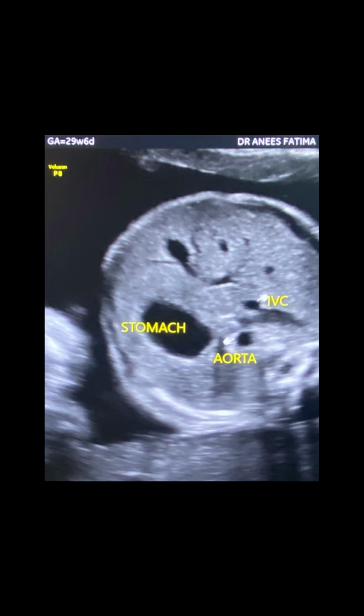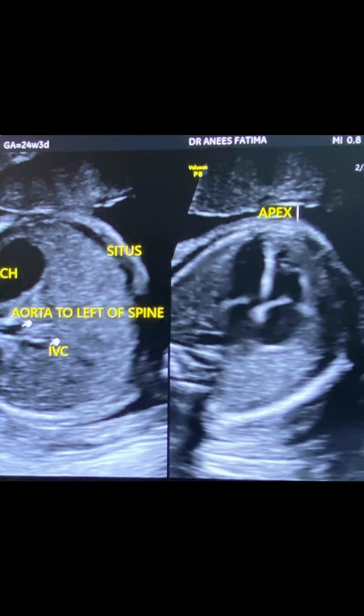Let's look at 3 abnormal cases of visceral situs today. The first picture is of the normal visceral situs. The stomach is on the left, the aorta is slightly to the left of the spine, and the inferior vena cava is anterior and to the right of the spine.